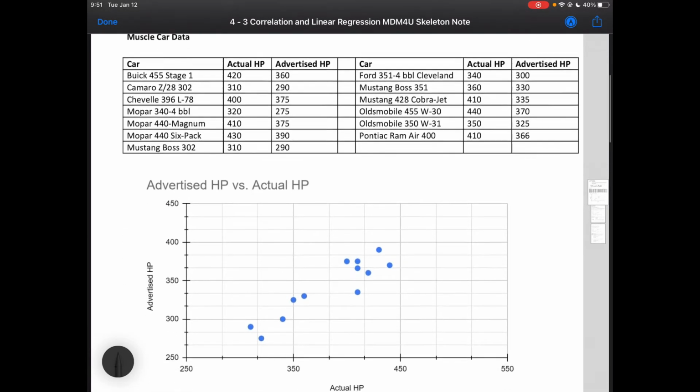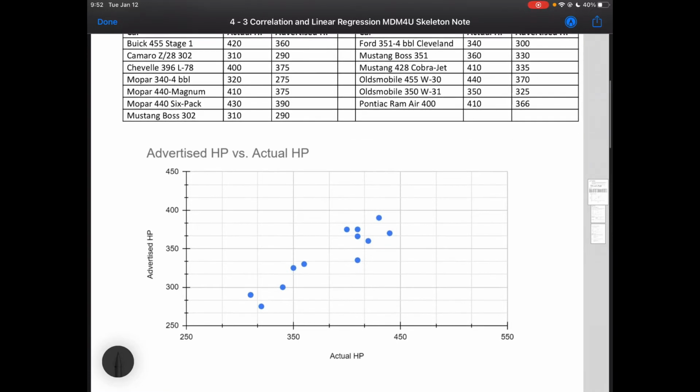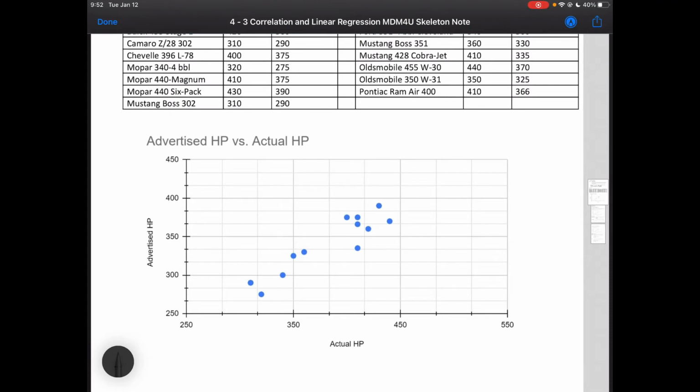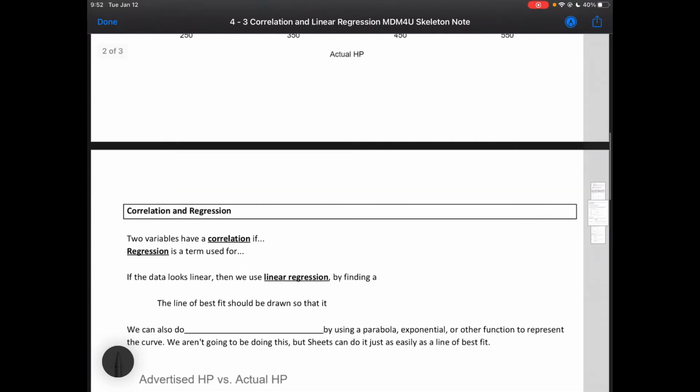Down below, we've got some data about various muscle cars and then the scatter plot here. The scatter plot just shows our trend. From our data, we can see that the higher the actual horsepower, the higher the advertised horsepower, which is what we'd expect. Two variables have a correlation if there is an apparent relationship between them.